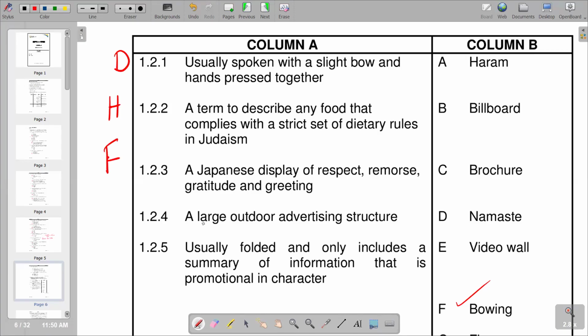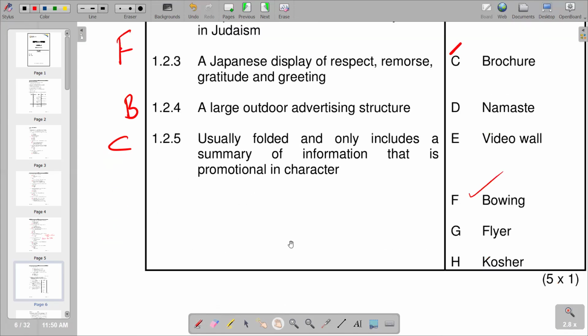We go to 1.2.4, a large outdoor advertising structure. It is a billboard, B. Usually folded and only includes a summary of information that is promotional in character. We have a logo, which is our C. So C is the correct response on that one. So this is the last one that we have on the matching section.